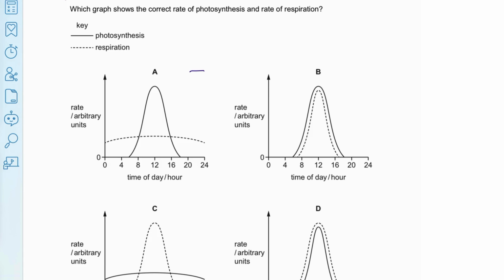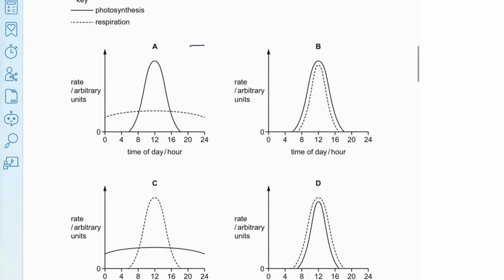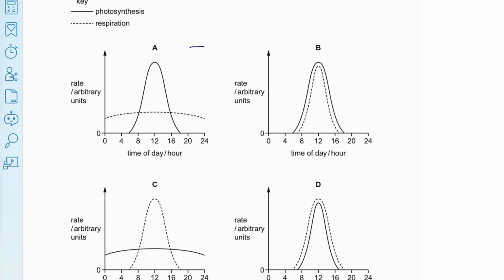Which graph shows the correct rate of photosynthesis and rate of respiration? What do you think? For 24 hours, a plant is making photosynthesis. So any graph that shows photosynthesis the same during the hours of the day from 0 to 24 hours. So here I have 24 hours.